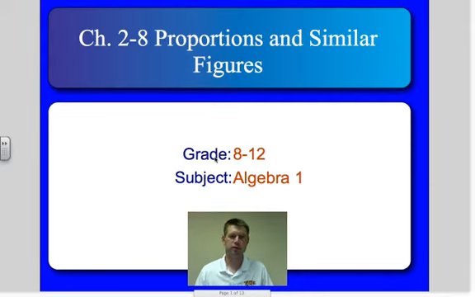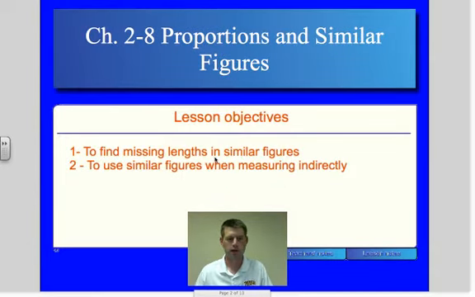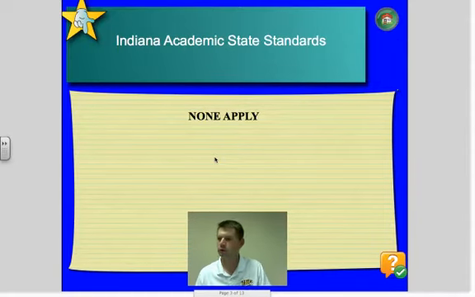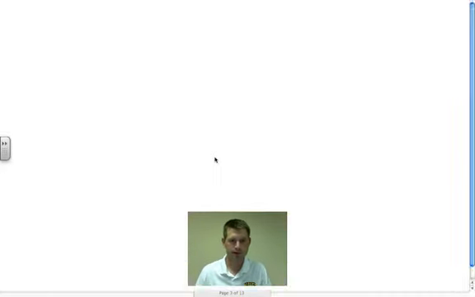Okay, today we're going to be talking about proportions and similar figures in 2-8. The objectives for today are to find missing lengths in similar figures and to use similar figures when measuring indirectly. There is no academic standard for today.